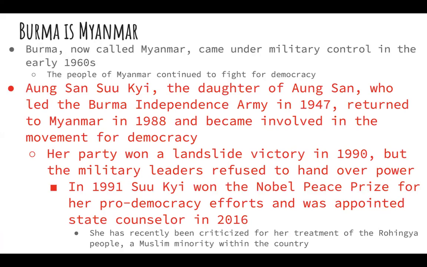All right. Burma, now called Myanmar, came under military control in the early 60s. The people of Myanmar continued to fight for democracy. Aung San Suu Kyi, the daughter of Aung San, who led the Burmese Independence Army in 1947, returned to Myanmar in 1988 and became involved in the movement for democracy. Her party won a landslide victory in 1990, but the military leaders refused to hand over power. In 1991, Suu Kyi won the Nobel Peace Prize for her pro-democracy efforts and was appointed state counselor in 2016.